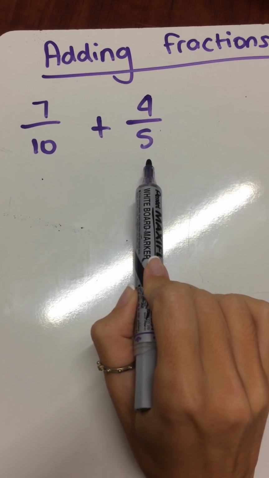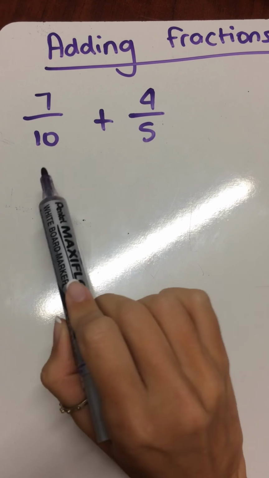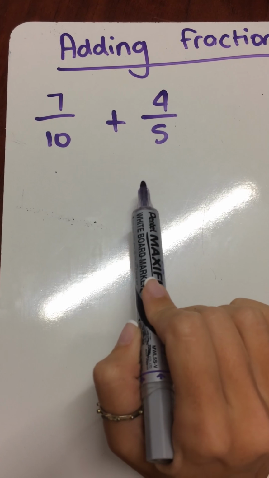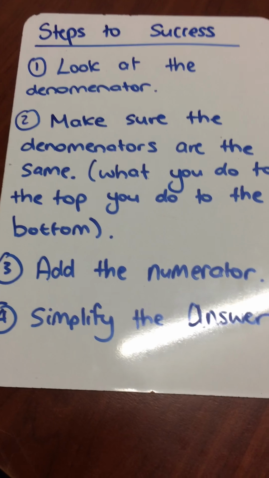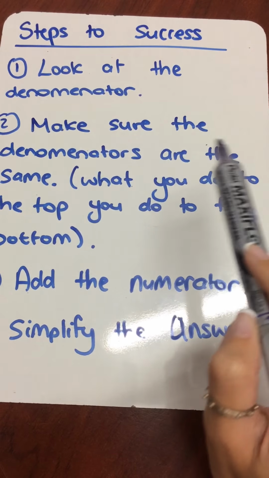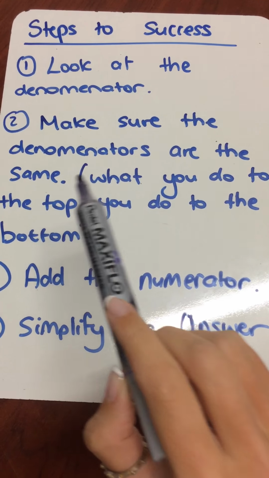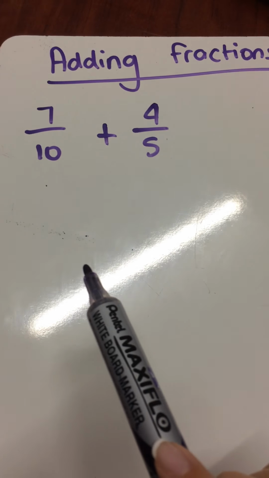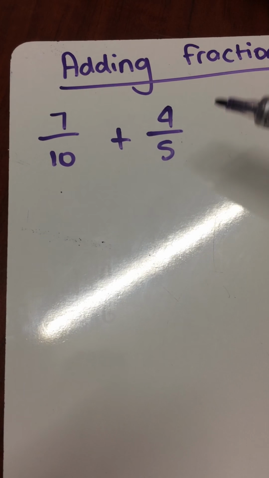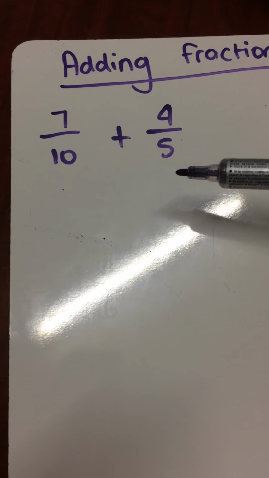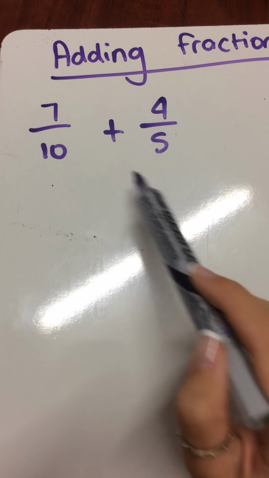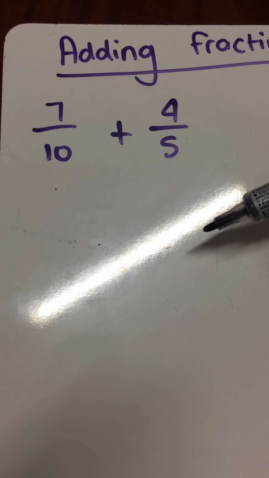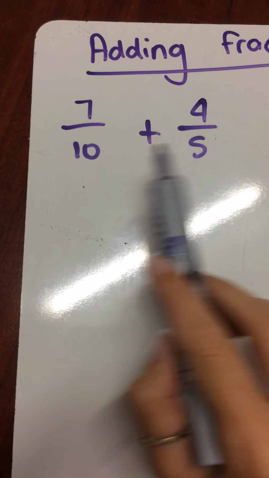Because I do not have a common denominator, or my denominators are not the same, I cannot just add my numerators. I have to do something else first. Step to success number 2 says make sure the denominators are the same. Then it says what you do to the top, you do to the bottom. So I have 7 over 10 and 4 over 5. I need to change these fractions so that my denominators are the same. You ask yourself, what can I do to make my denominators the same?